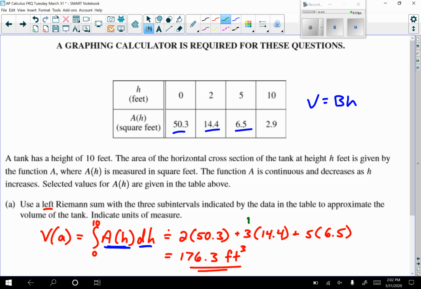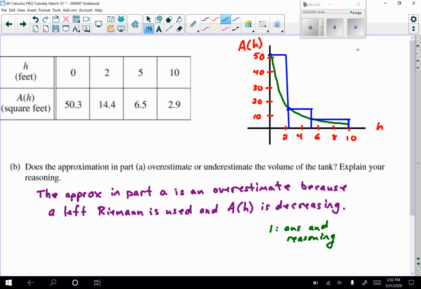You get 1 point for writing out the rectangular approximation, and then 1 point for the answer. At the very end, you'll get 1 additional point for labeling all the units correctly. So that's going to be an accumulated point at the very end, so 2 points for part A. All right, so here's the sketch I was talking about that you could do in part A to help visualize this a little bit better.